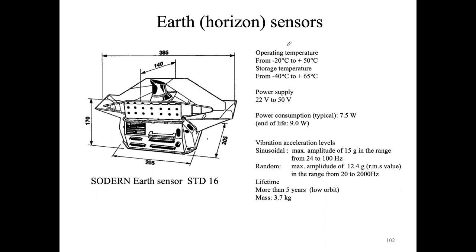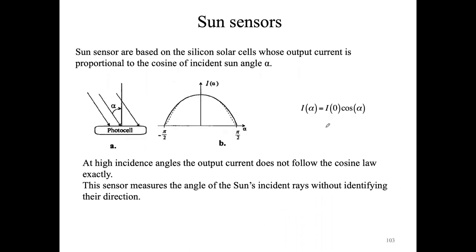Here, for example, is one configuration of the Earth sensor that shows you the stability in temperature and also the power consumption and power supply. Also interesting is the mass. You have to consider that these sensors usually have a very compact design.